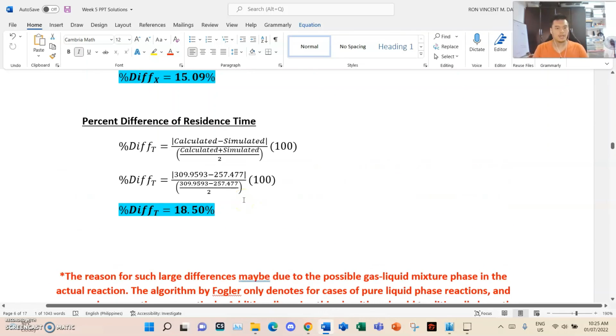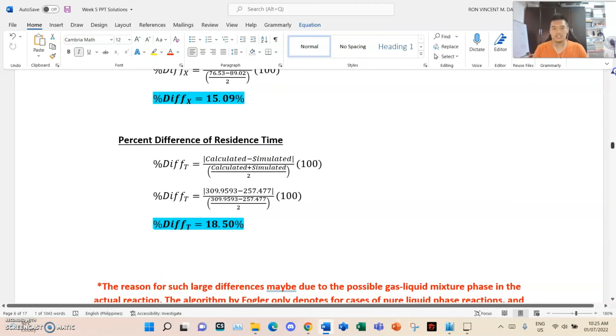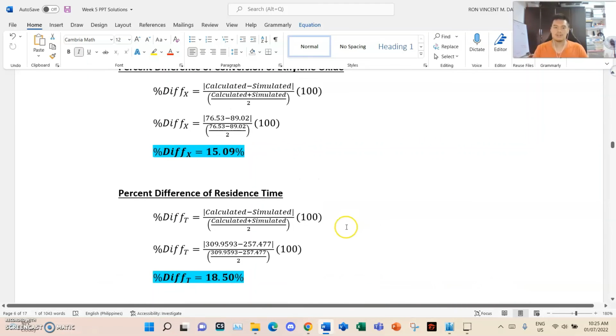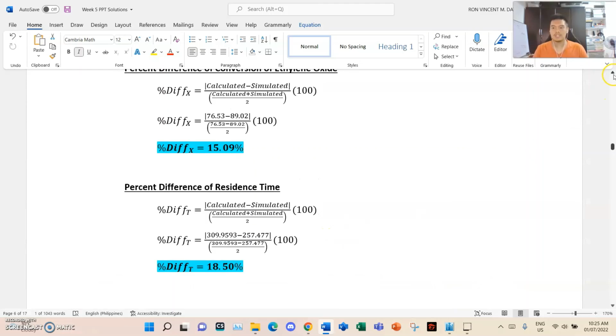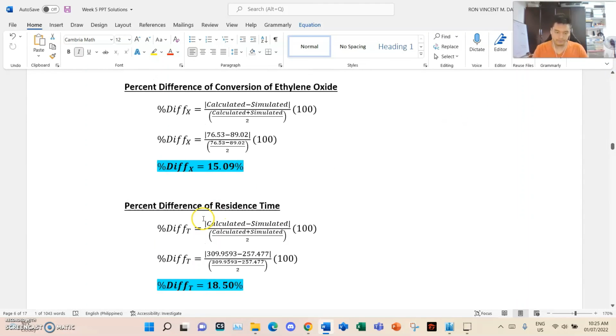However, the percent difference between the two is a good estimate. I cannot say that it is very accurate, but it is a good estimate since we are able to reach an answer almost close to the one given by the simulator.